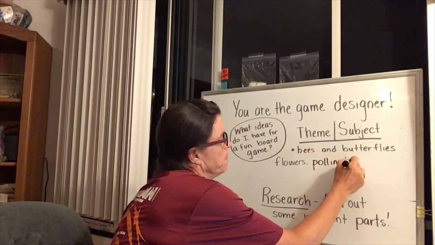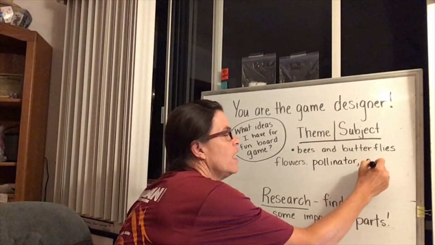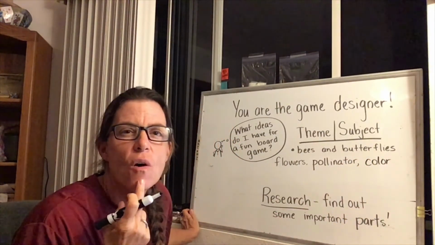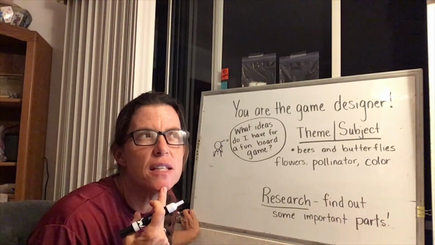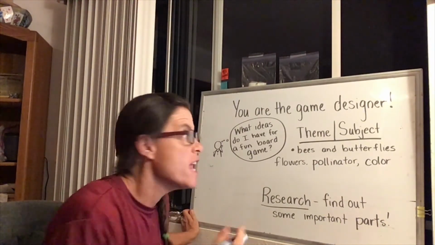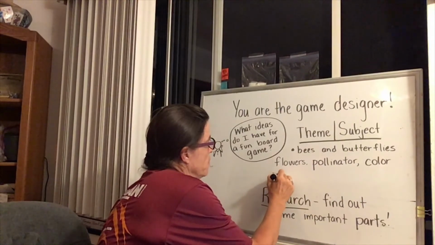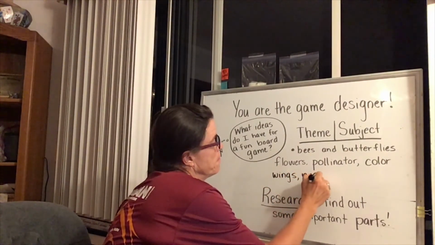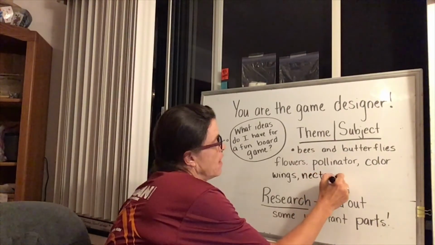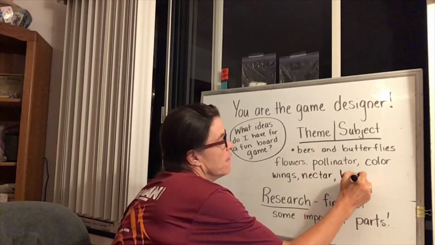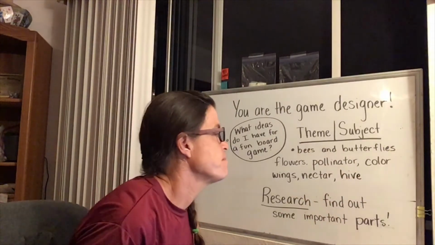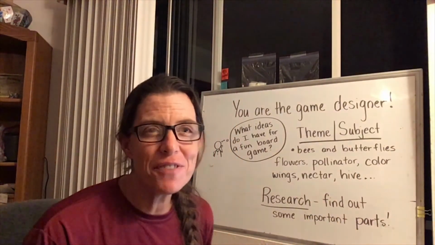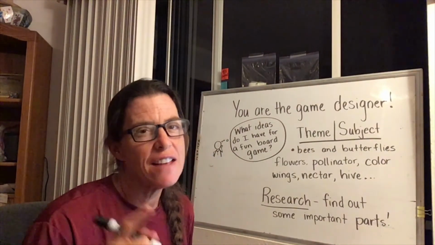Pollinator. I'm going to write color. What else should I write? Bees and butterflies, maybe wings. Nectar. Hive. Let me think a little bit more. So I'm going to finish my list and ask you to finish yours.